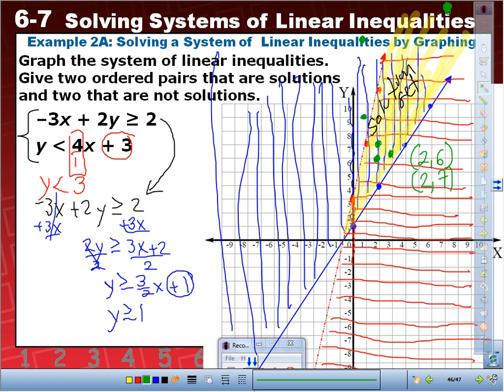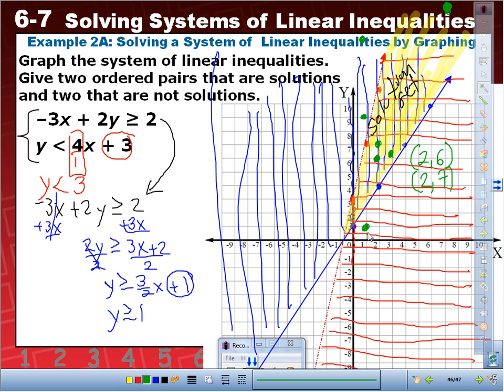1, -1. Let's see. Look at 1, -1, it is right here. Is 1, -1 part of that solution set? No. So this is not a solution. Okay. However, let me ask you this. Everybody look up. This is not a solution. We already agree with that, right?